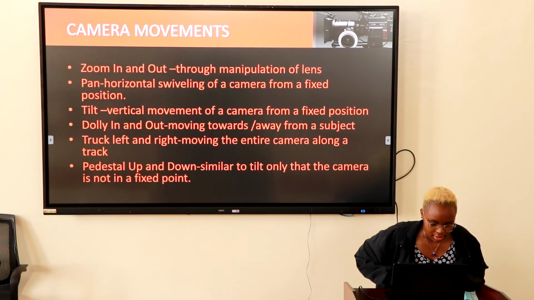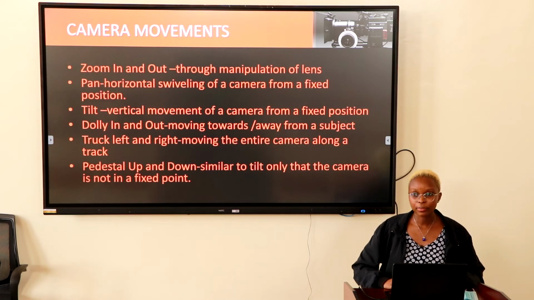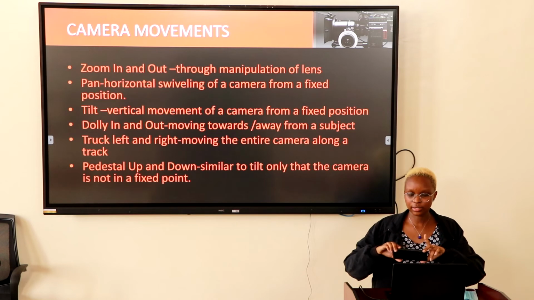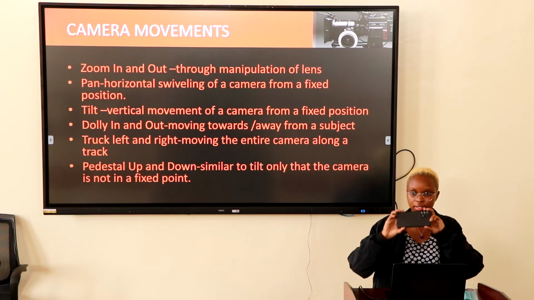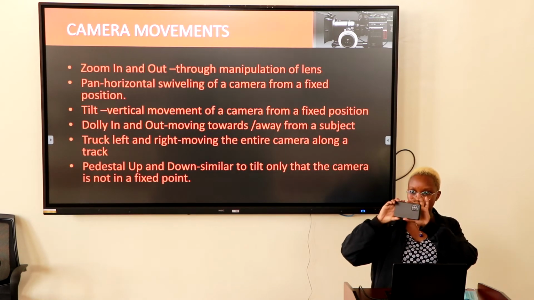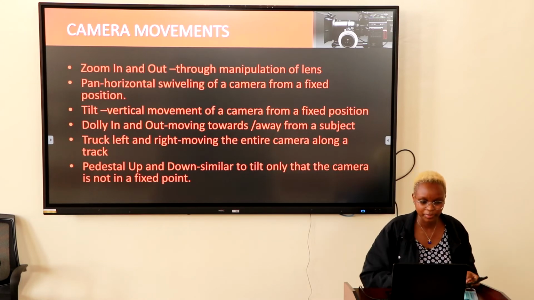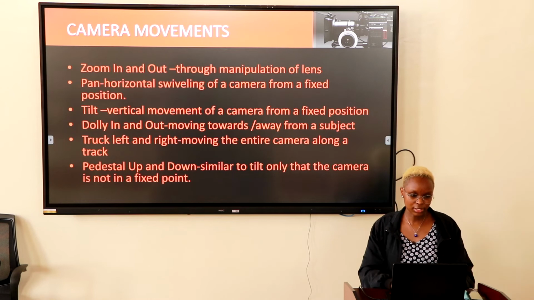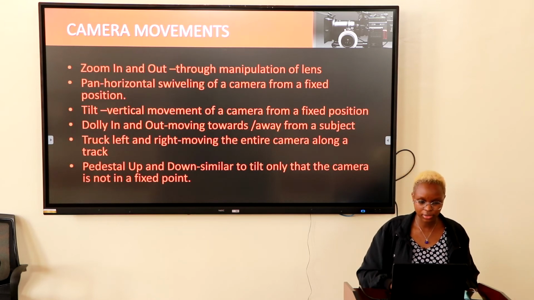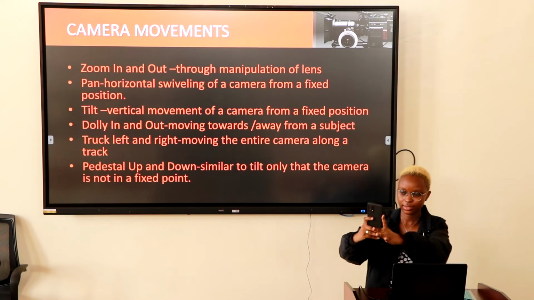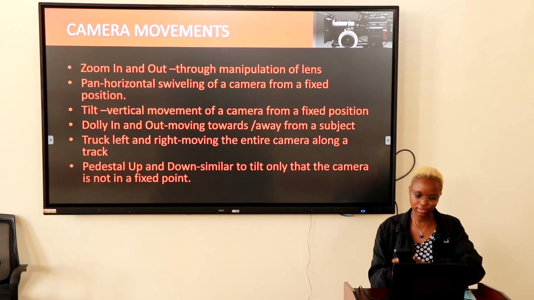And then a tilt is a vertical movement of a camera from a fixed position. It's also from a fixed position, and it's vertical. So that's the difference between pan and a tilt. Pan is horizontal and a tilt is vertical. Yeah. Then dolly in and out is simply moving towards or away from a subject. That's this, dolly in, dolly out.